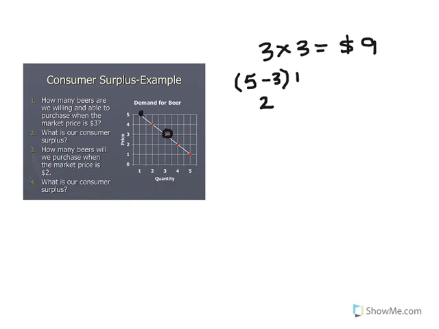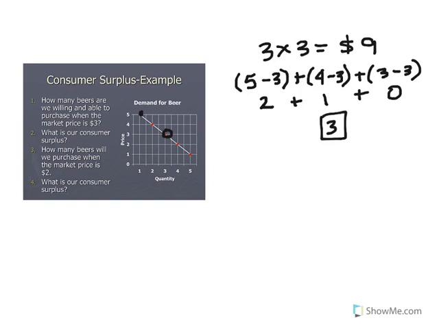For that second beer, you would have been willing to pay $4, but again, you only paid 3. Therefore, for that second beer, you added another $1 to your consumer surplus. And then, of course, that third beer, you would have been willing to pay $3, and you did pay $3, so you added nothing more to your consumer surplus. So the total value of your consumer surplus would have been $3.